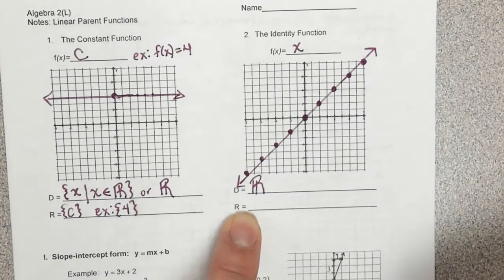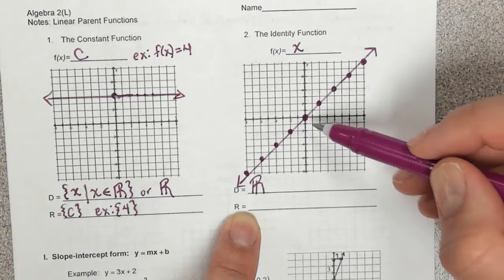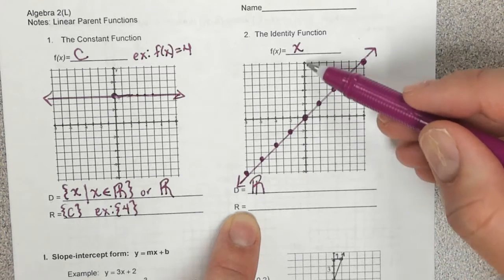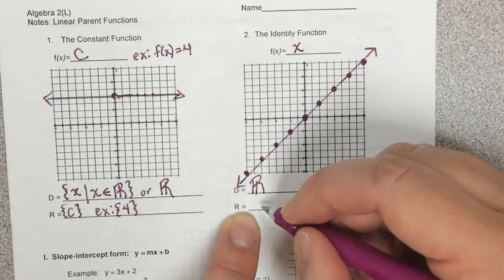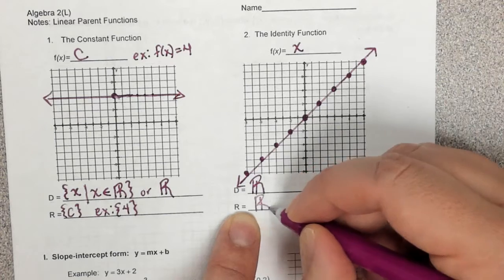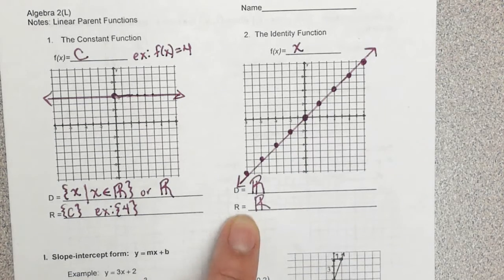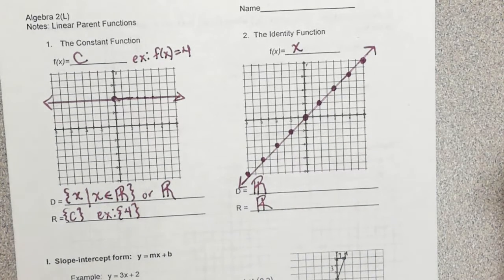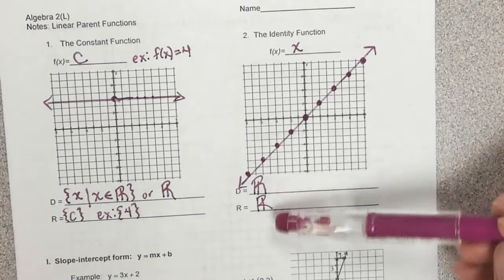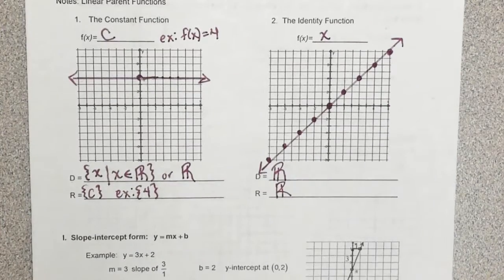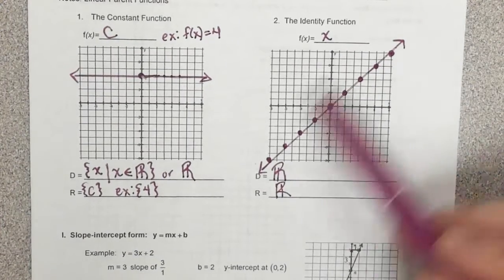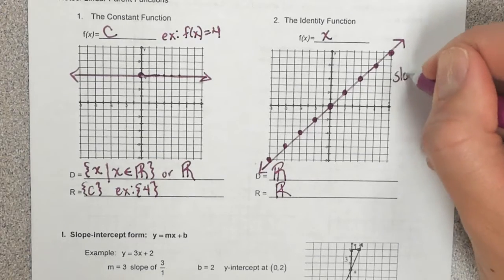What about our range? Positive? Yes. Negative? Yes. Everything in between? Yes. So this is also all real numbers. Okay? And pretty much all lines are like this, except for our special one, the constant function. Okay, now we're going to look at some things like our slope and y-intercept.